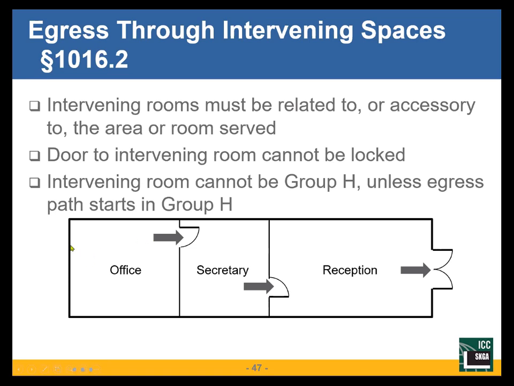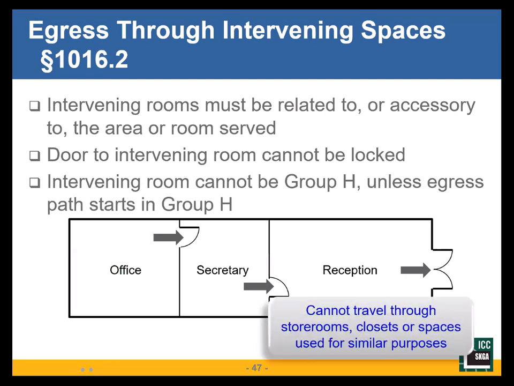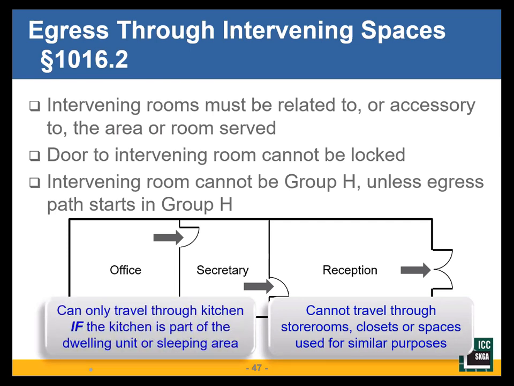Now I could have an exit door here. That's my required exit. I have a door here to go into the H3. That's okay. But I still have my required exit that complies. So there are limitations to this. Can't go through a storeroom, closet, spaces for similar use. Cannot go through a kitchen of my restaurant. Can't go through the kitchen.